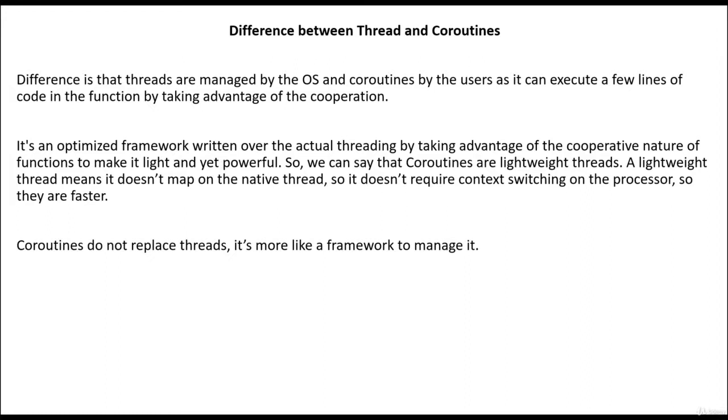So the difference here is that a thread is managed by the OS and coroutines are managed by the users. You can think of a coroutine as just a framework to manage your threads more efficiently. So it's more lightweight and more powerful, and you don't have to do context switching. Like in a thread, you have to do context switching, and that depends on your processor, so it may be a bit expensive there.